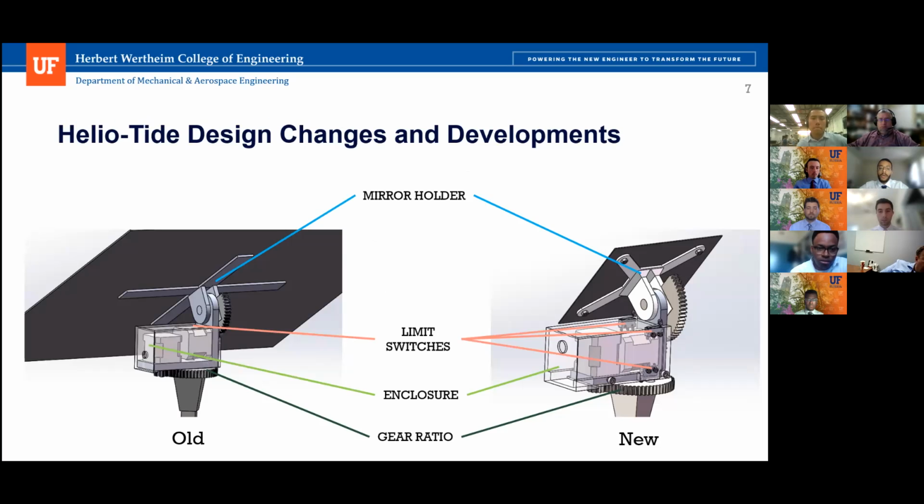And so here's just a general overview of some of that R&D that Alex was talking about before that we did this semester, some of the modifications that we made to the pre-existing design. The first one being the mirror holder. We changed the geometry of the mirror holder to better support the mirror itself. The limit switches, we added those to allow the Heliotide to establish a proper homing position. The enclosure was also extended, as you can see there on the right, to allow for electronic components to fit within. And the gear ratio was changed from a 4:1 to a 5:1.